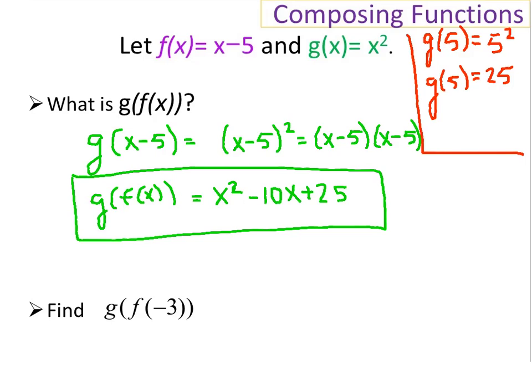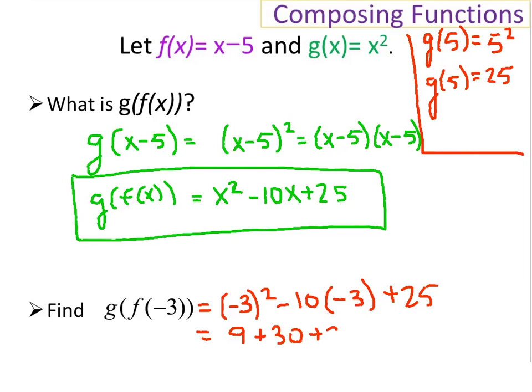Now we're going to look at if we want to find g of f of negative 3. So what that means is I'm going to look at my composite function, g of f of x. Everywhere I see an x, I'm going to put in a negative 3. So I'm going to plug in negative 3, and then I'm going to evaluate. So evaluating that, we're going to get 64.